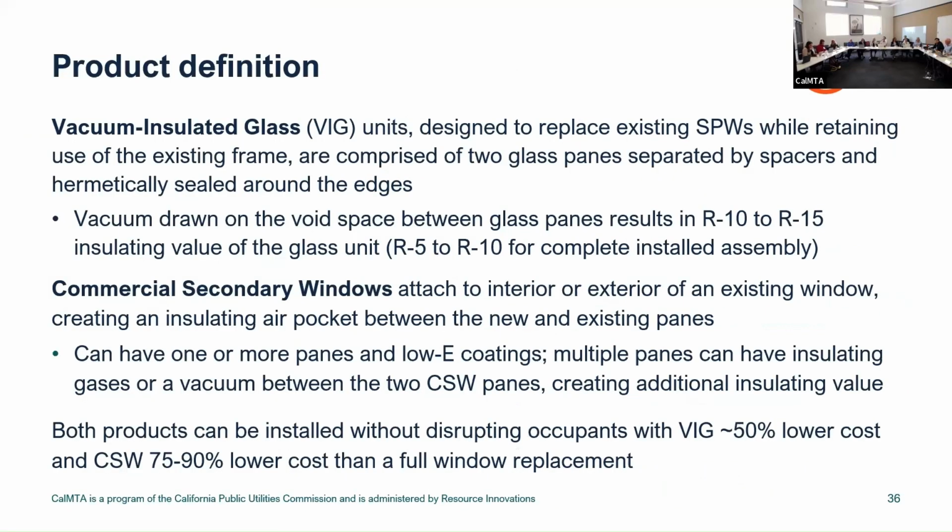Product definition hasn't changed. I'll just capture it real quickly here. Vacuum insulated glazing. This is a glass unit. It does not have a frame. If we look at that window back there, what you would do with the VIG unit is you would keep that frame in place. You just cut out the glass, remove the seals, remove the glass, go in with this vacuum insulated glazing unit, and put it in that existing frame and replace the seals and the gaskets around it.